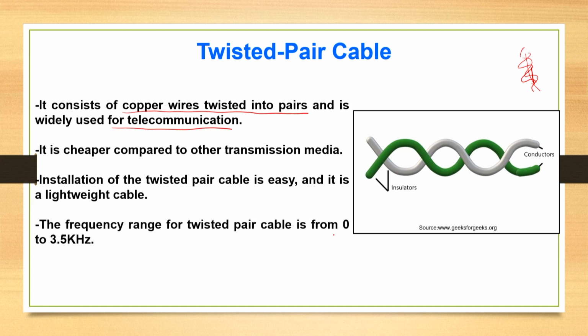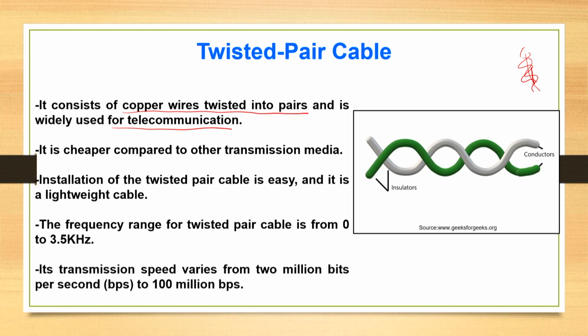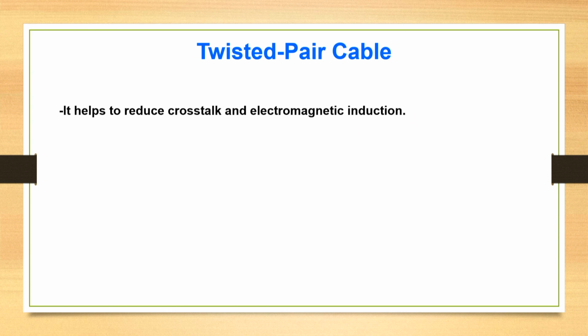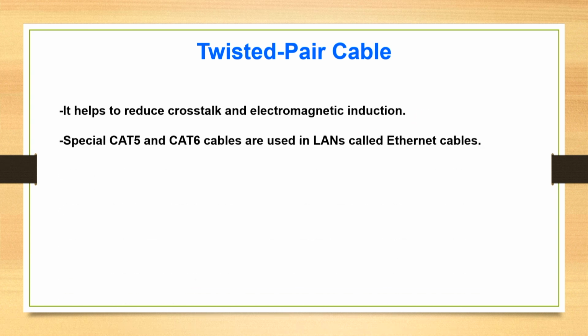The frequency range for twisted pair cable is from 0 to 3.5 kilohertz. Its transmission speed varies from 2 million bits per second to 100 million bits per second, and it helps to reduce crosstalk and electromagnetic induction. We use Cat5 and Cat6 cables in LAN, which we call Ethernet cables, for transmission of the signals among the devices that are connected in a network.